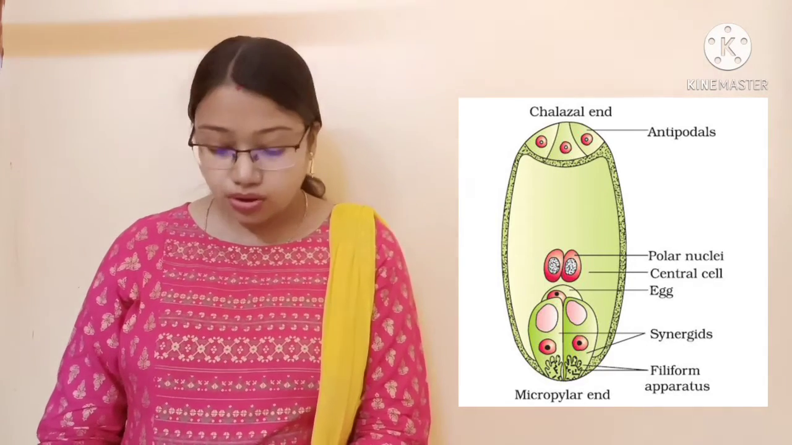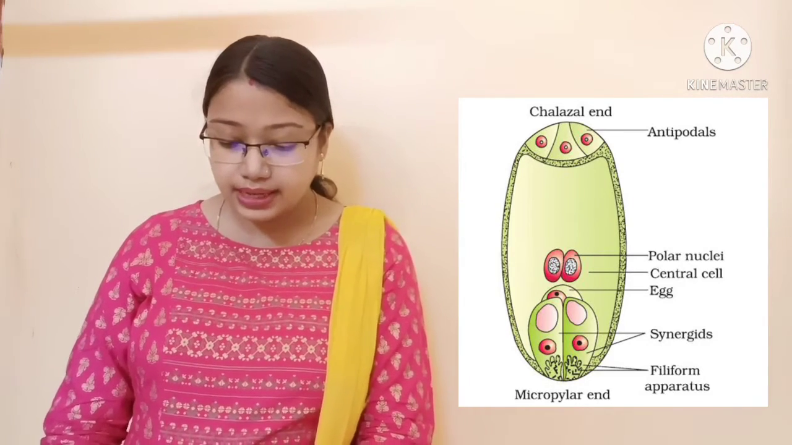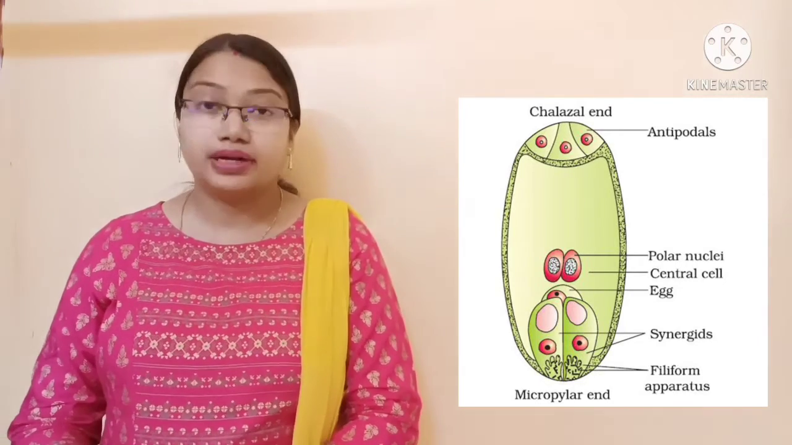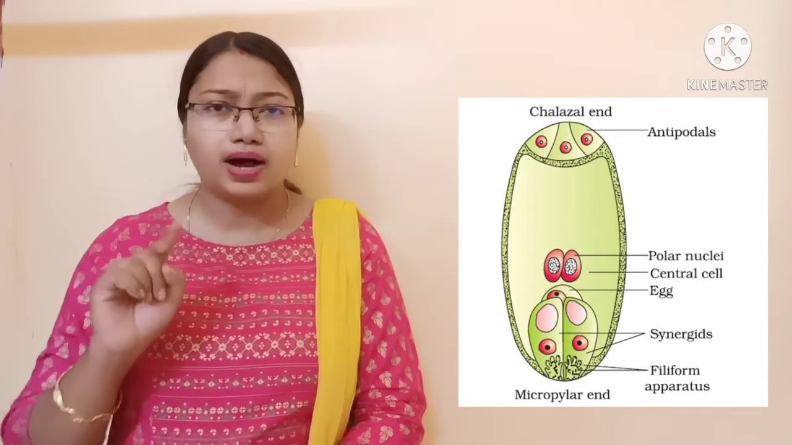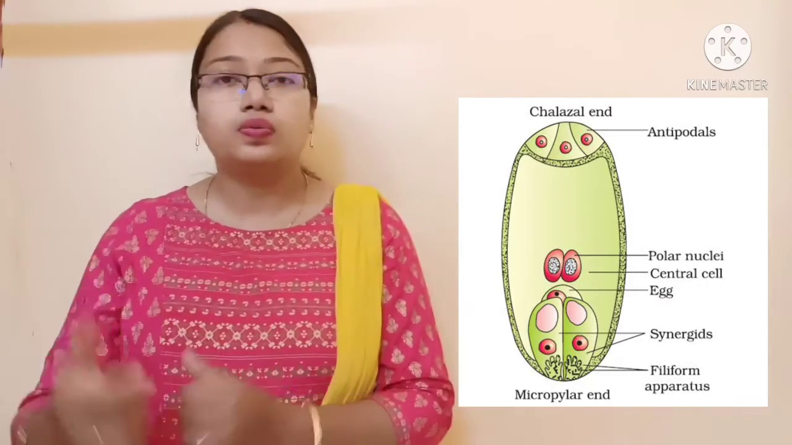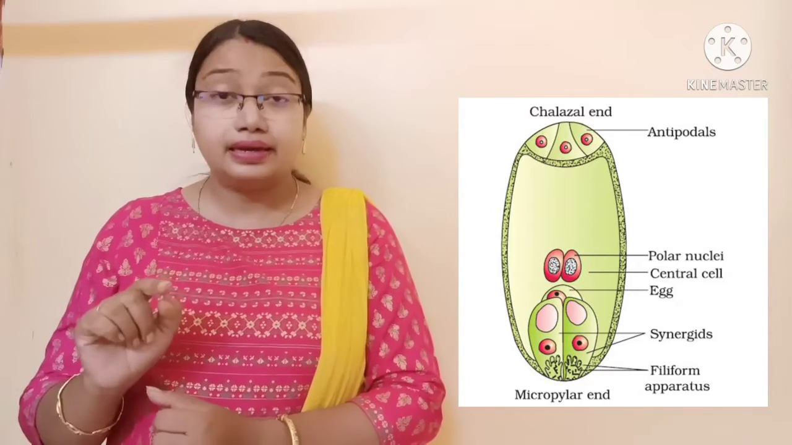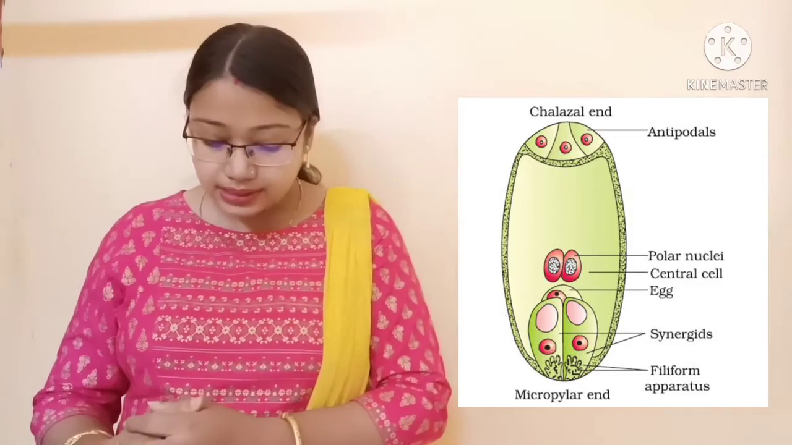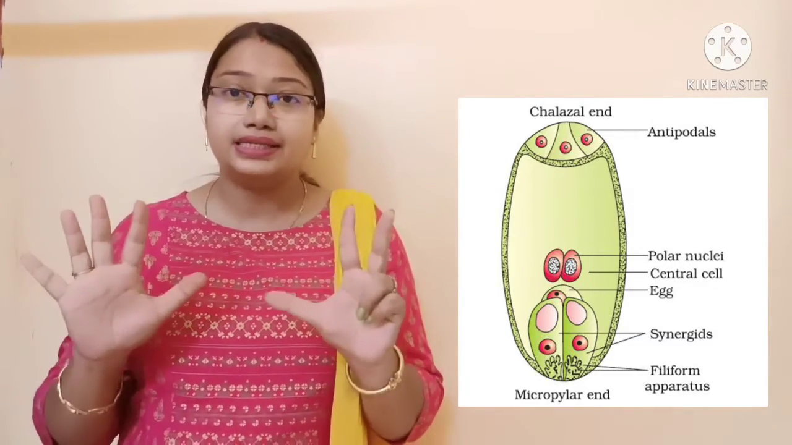The nucleus of the functional megaspore divides mitotically and forms two nuclei, and they move to opposite poles. So at the very beginning, mitosis occurs, and from one nucleus, two nuclei have formed. These two nuclei again undergo mitosis. So on one side 2, on the other end 2. That means a total of 4 nuclei are present. All these 4 nuclei again divide, totally forming 8 nuclei.